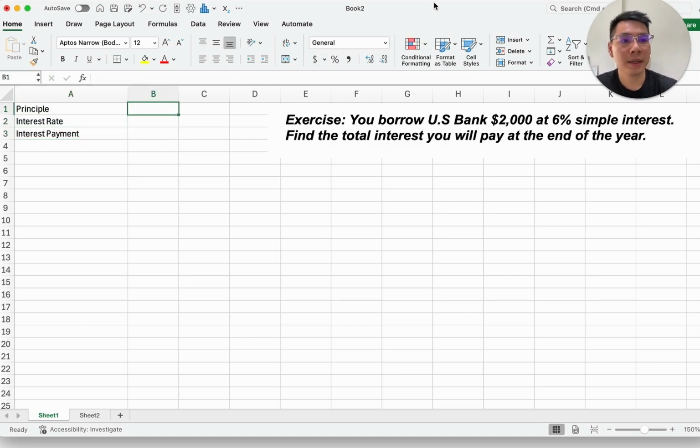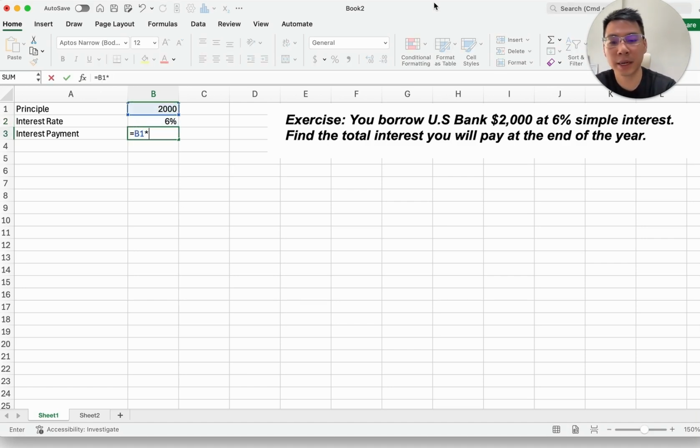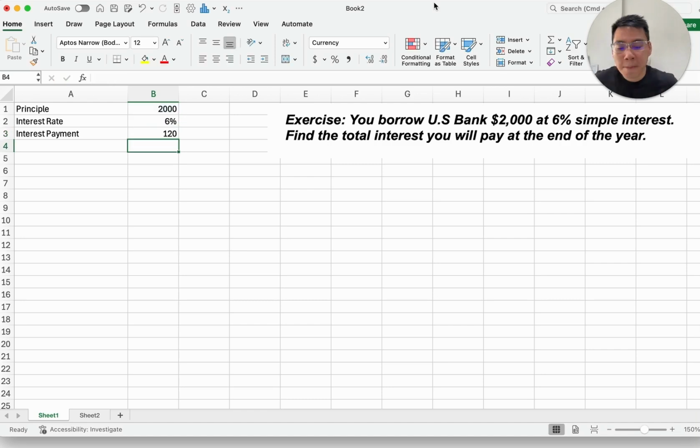So we are borrowing $2,000 from the bank at 6% interest rate, and we are obligated to pay. The formula that we're going to use is 2,000 times 6%. That's 120. Now there is a function in Excel that you can use to speed up the process, say if you have to do hundreds of these loans or you have to calculate it quickly.